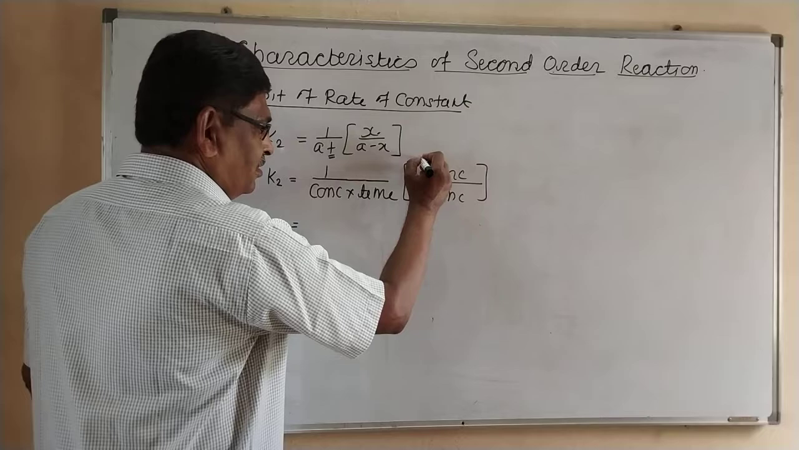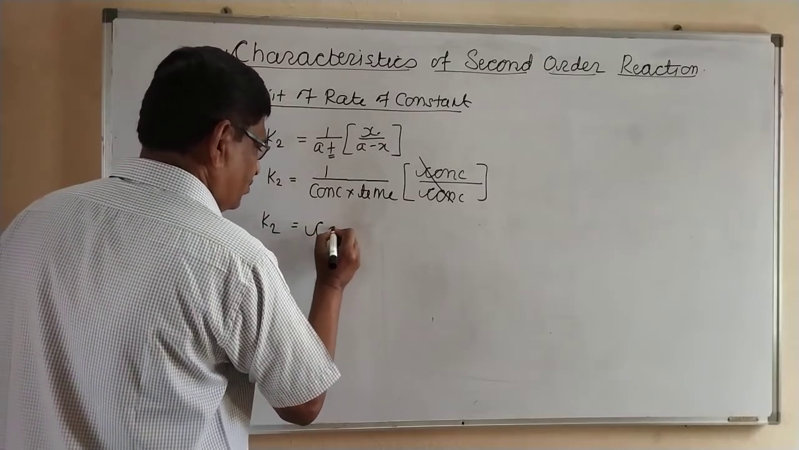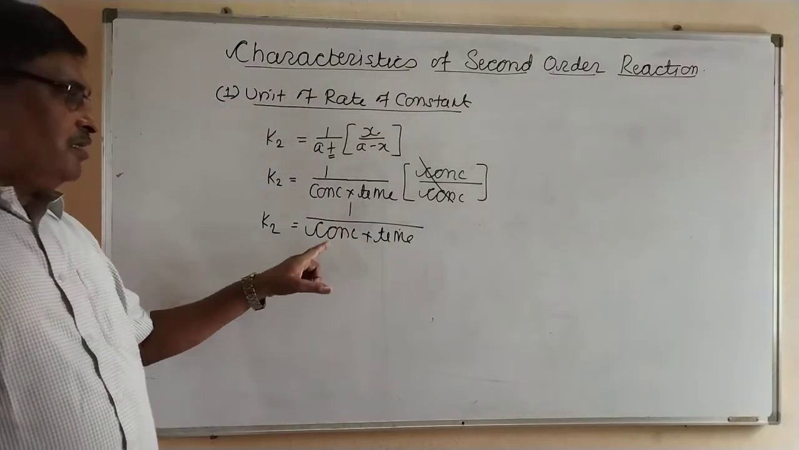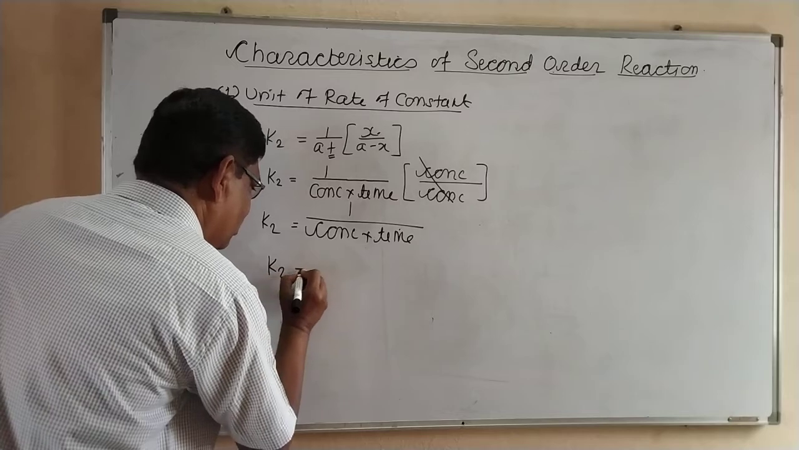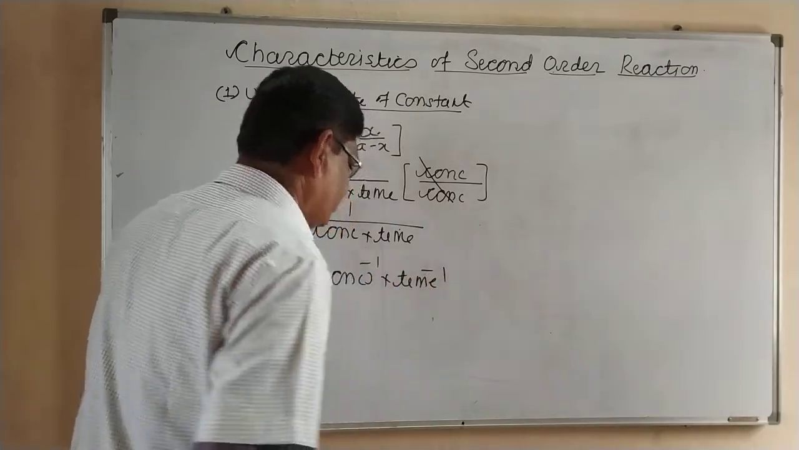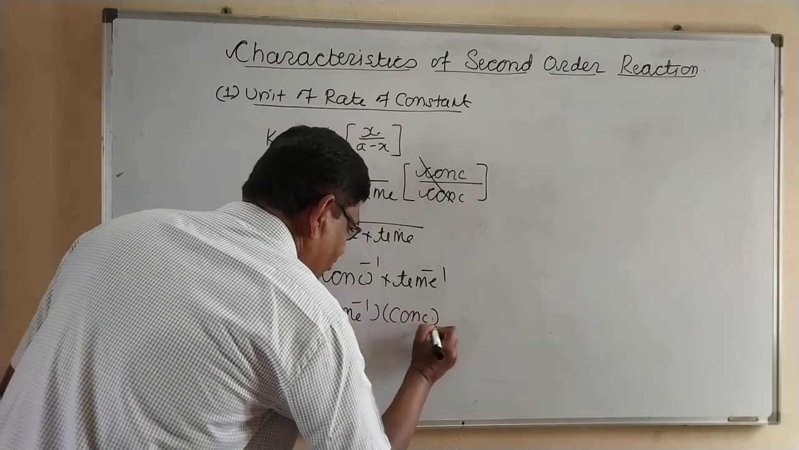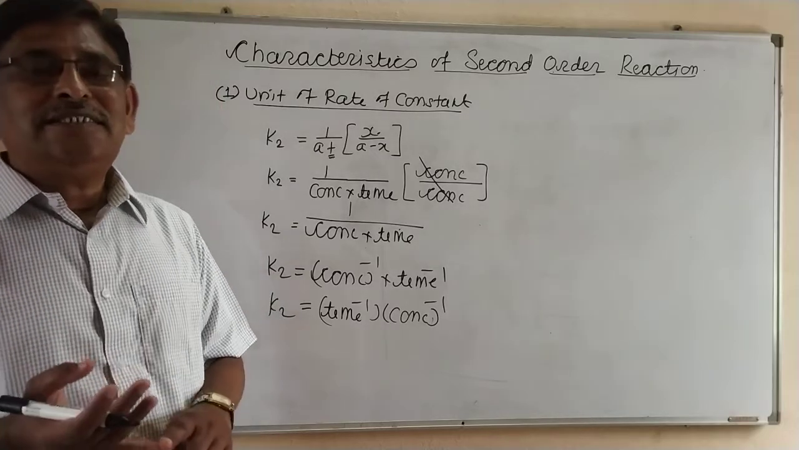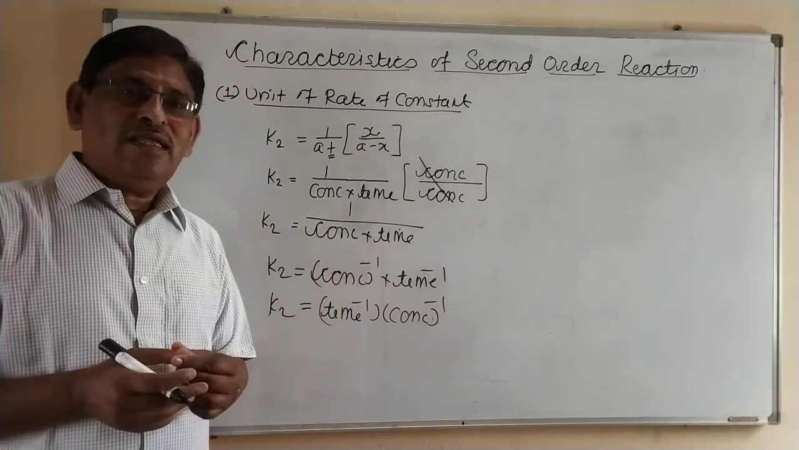Simplified, this term gets cancelled. What is remaining? This is remaining: 1 over concentration into time. If we reshuffle it, then we can also write K2 is equal to concentration raised to minus 1 into time raised to minus 1, or it can be written also time raised to minus 1 into concentration raised to minus 1. Where time t can be expressed in seconds, minute, hour, day and year, and concentration in moles per liter.